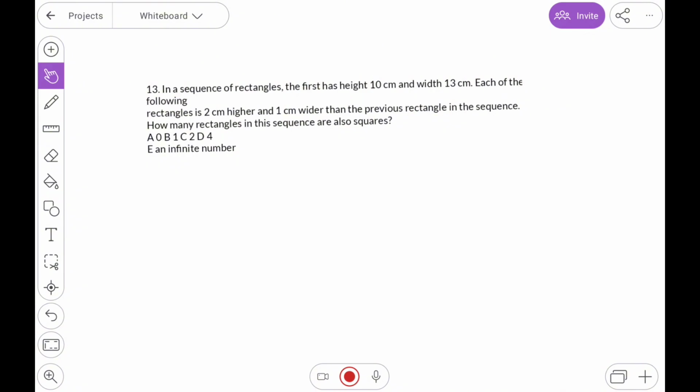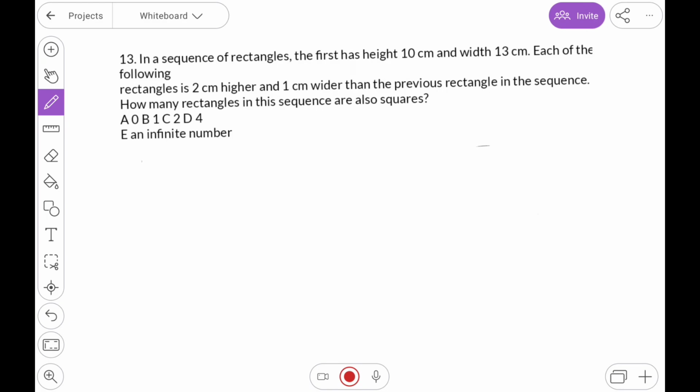1, 2, 3. Question 13. In a sequence of rectangles, the first has height 10 centimeters and width 13 centimeters. Each of the following rectangles is 2 centimeters higher and 1 centimeter wider than the previous rectangle. How many rectangles in the sequence are also squares?